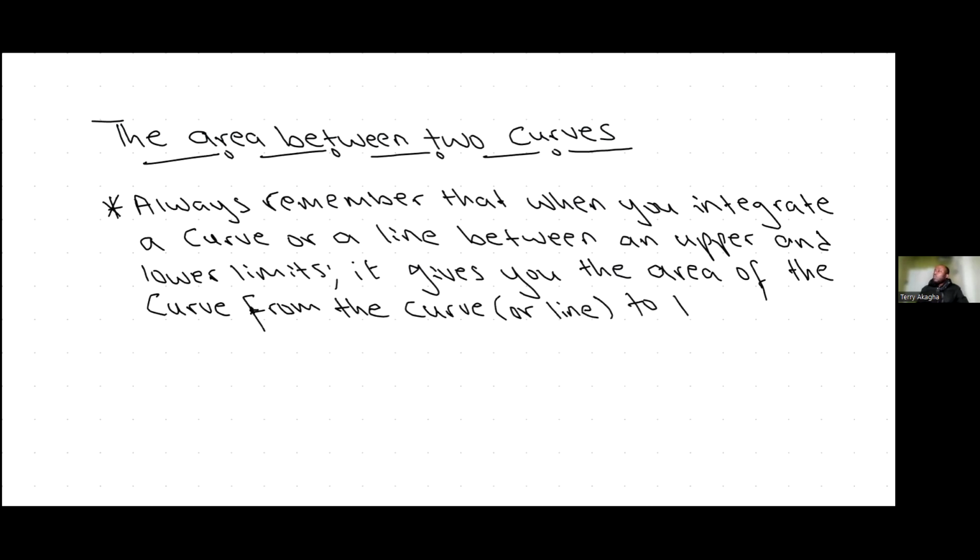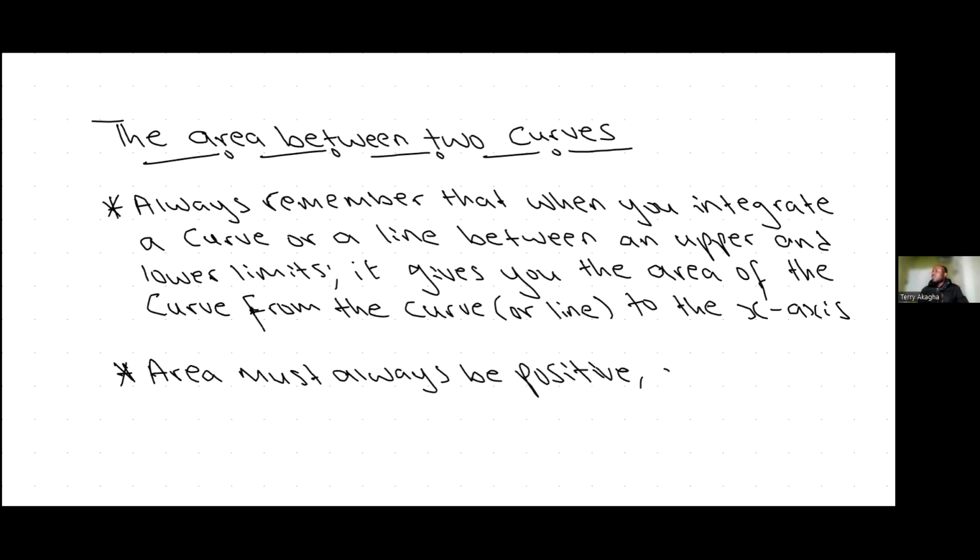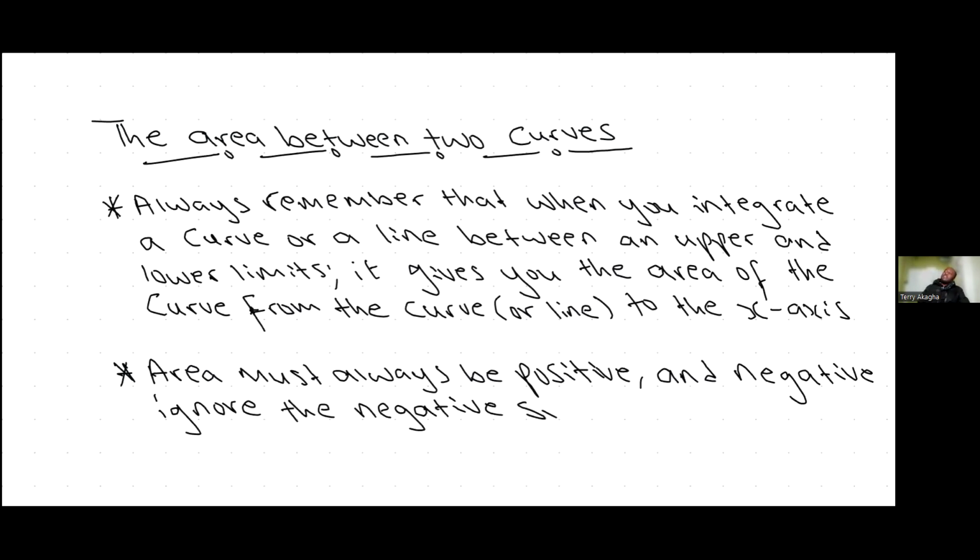If it's above, it's going to be from that curve to the x-axis. If it's below, an area must always be positive. Area must always be positive, and if it's negative, ignore the negative sign. All right, so let's get started.